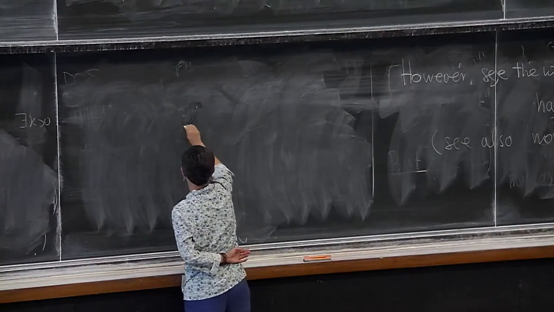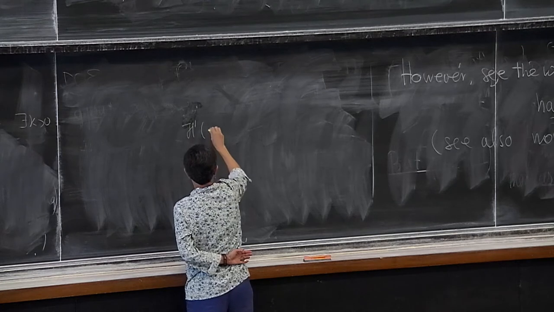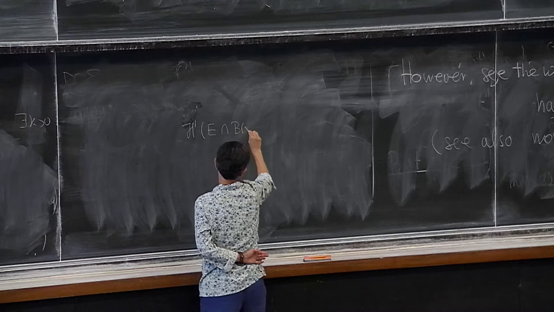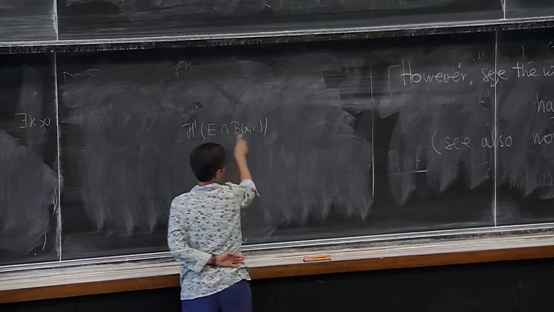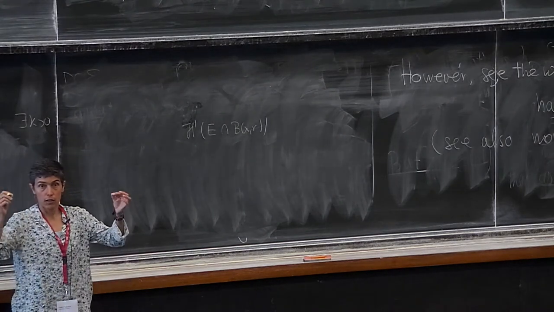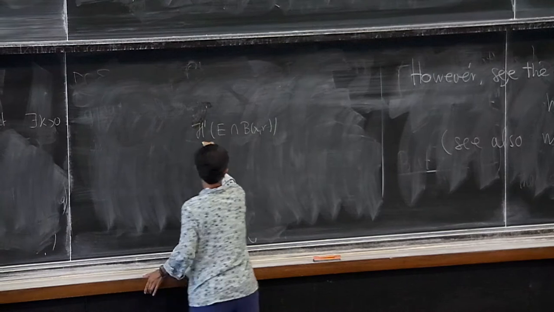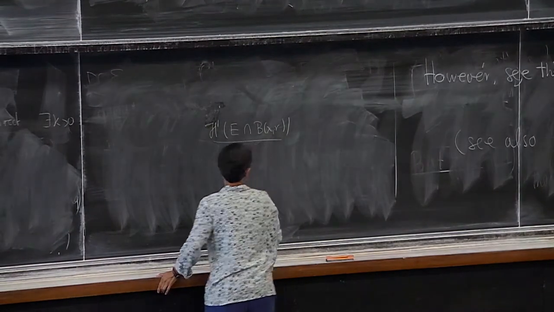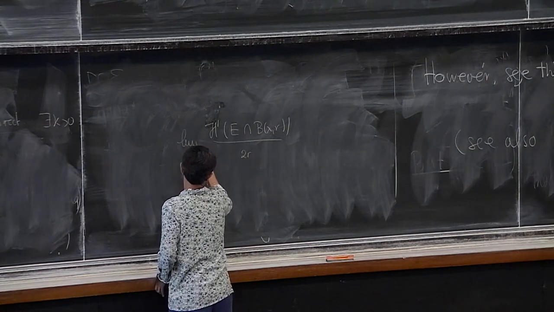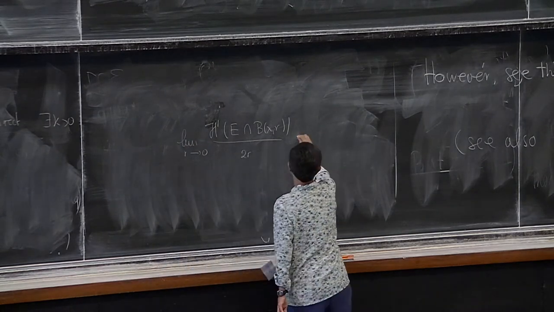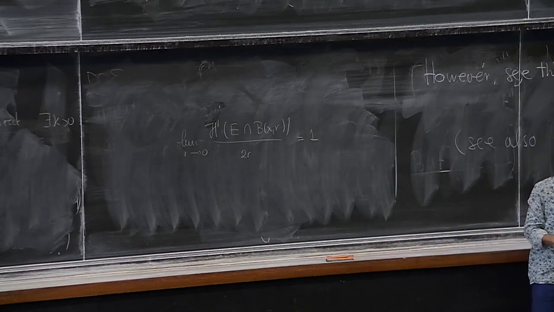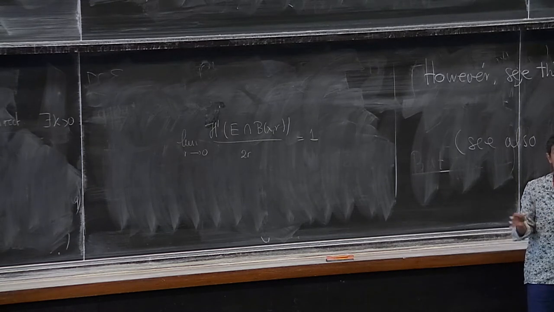If you're taking notes, leave space. You take a set E. Think of it in R for now; I'll change the rules of the game in a second. You take the ball of center x and radius r, which in R is just the interval from x minus r to x plus r. You divide over 2r, and you let r go to 0. You know that this gives you 1 for almost every point in E. That was the Lebesgue differentiation theorem.